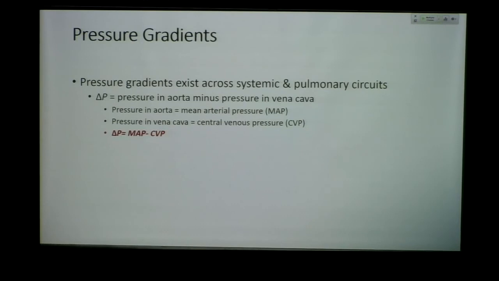All right. So pressure gradients exist across both our systemic and our pulmonary circuits. We'll describe some of the differences shortly, but we want to understand how we determine the pressure in both of these systems. The pressure in the systemic circulation is going to be the pressure in the aorta, on the arterial side, the far left side, versus the pressure in the vena cava, the far right side. And that's going to be our differential in the systemic circulation.